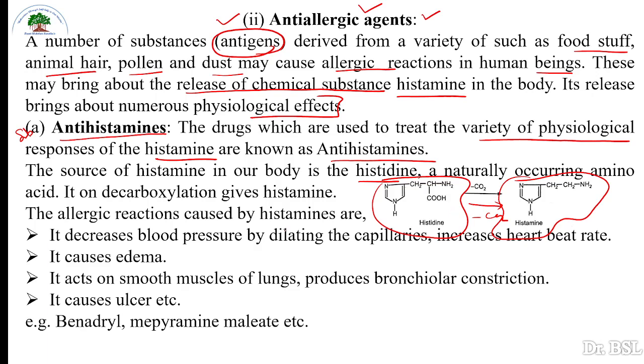And the allergic reactions caused by histamine are: it decreases blood pressure by dilating the capillaries, increases heartbeat rate, causes edema, acts on smooth muscles of lungs to produce bronchiolar constriction, causes ulcer, etc. These are the allergic reactions.